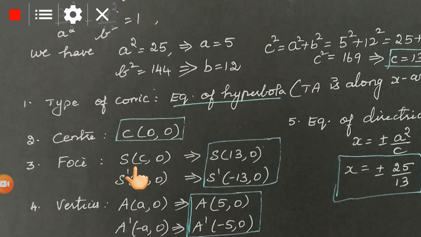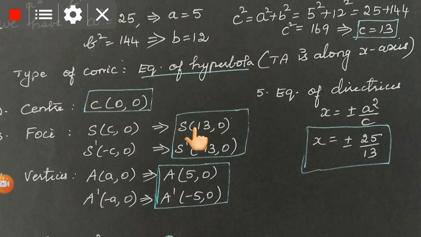Next, foci. What is the formula for foci? When the transverse axis is along the x-axis, the foci are c, 0 and minus c, 0, or we can write plus or minus c, 0. What is the value of c? 13. So 13, 0, and the other focus, its symmetrical point, is minus 13, 0. Next, we have to find the vertices. What is the formula for vertices? a, 0 and minus a, 0, or we can write plus or minus a, 0. What is the value of small a? It is 5. So 5, 0 and the other vertex is minus 5, 0, or we can write plus or minus 5, 0 for the vertices.